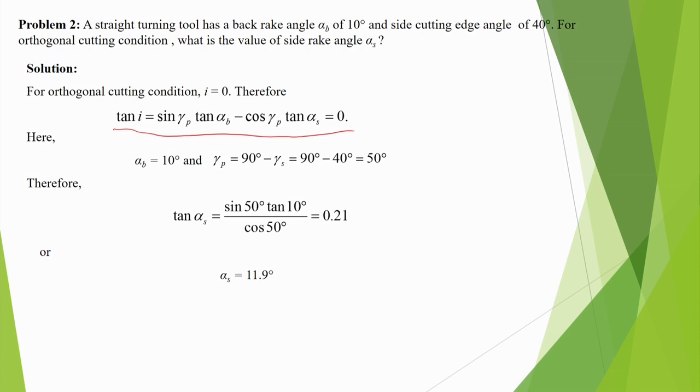So just you have to substitute the value. You see alpha b is equal to 10 degree, and if you put that, then you get alpha s is equal to 11.9 degree. So if you have this type of situation, then I will be equal to 0, that is the value of the side rake angle.